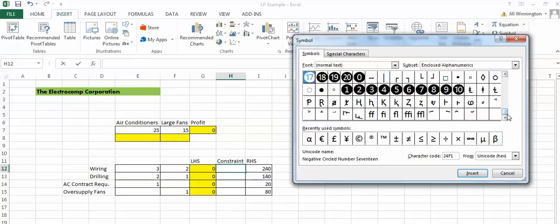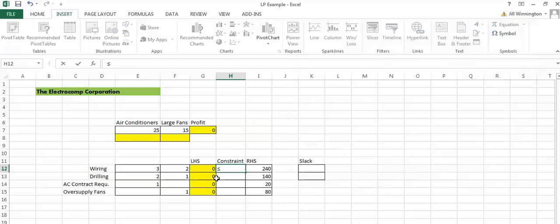Excel program. Okay, so my first constraint says that I have 240 wiring hours. So I cannot use any more than those hours. So I'm going to do the less than sign, less than or equal to. And it's inserted. I'm going to close that. And then my first two constraints are the same. So I'm going to slide that down just to make it easier.